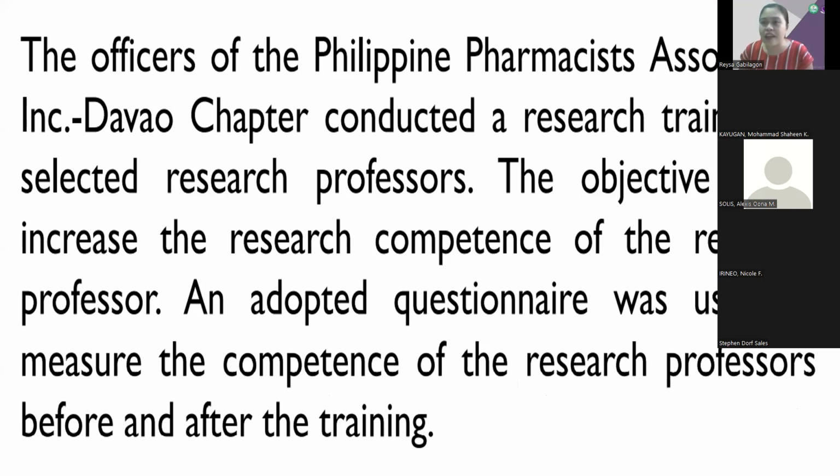So if we're going to try to understand the given situation, we have the research professors here as the subject, and then the group, itong PPHA Davao Chapter, conducted a training for the research professors. But before conducting the training, they first measured the competence of the research professors, and then after the training also. So again, we have one set of participants here, but we have two measurements. We have two scores before the training for the level of competence, and then after the training also.